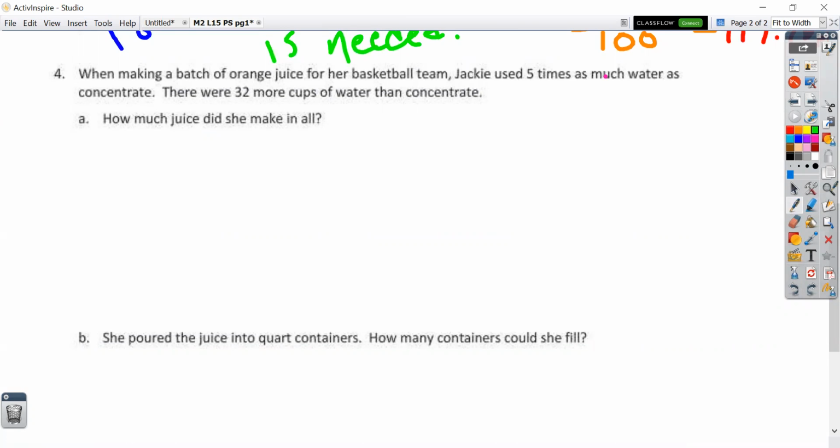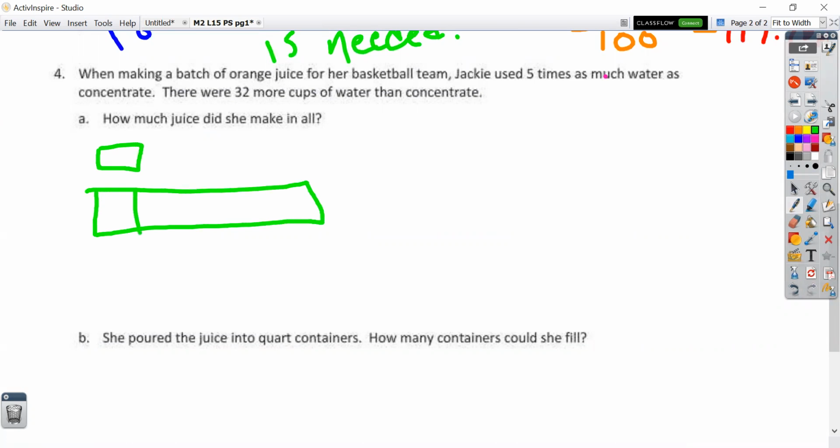When making a batch of orange juice for a basketball team, Jackie used 5 times as much water as concentrate. There were 32 more cups of water than concentrate. So again, if we think about a drawing, this one should have 1, 2, 3, 4, 5 times as much. So this was water, and this was our concentrate. But there were 32 more cups of water. So we know that this was 32 cups.